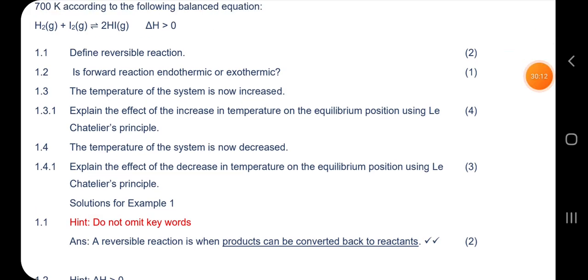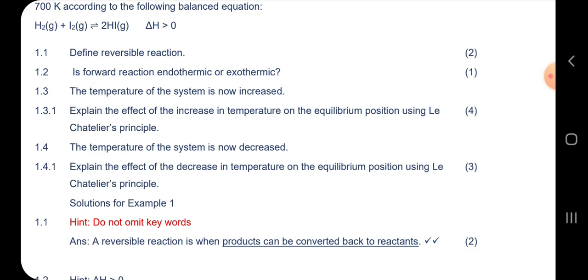So here we answer according to that thing that we are made. Change in H is greater than 0. So that's how you're going to do it. So the temperature of the system is now increased.